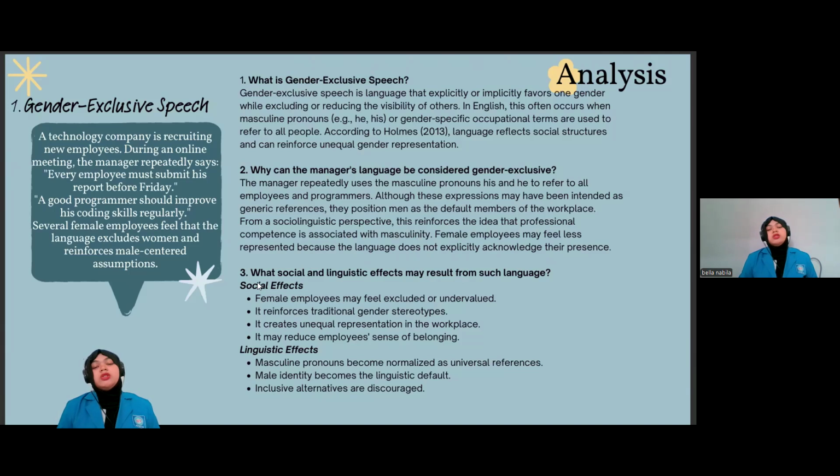Number three, what social and linguistic effects may result from such language? The social effects: female employees may feel excluded or undervalued. It reinforces traditional gender stereotypes. It creates unequal representation in the workplace. It may reduce employees' sense of belonging. For linguistic effects, masculine pronouns become normalized as universal references. Male identity becomes the linguistic default. Inclusive alternatives are discouraged.